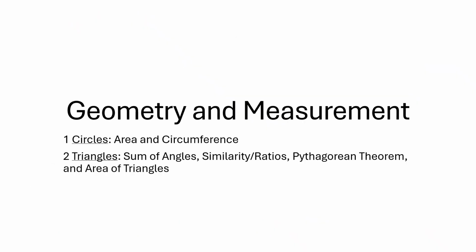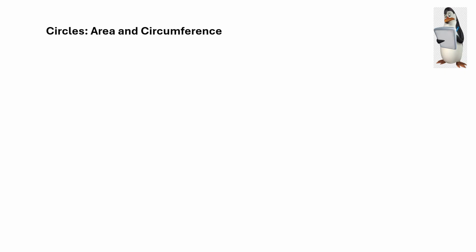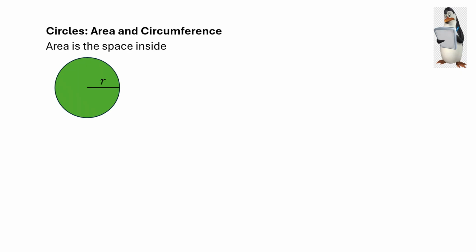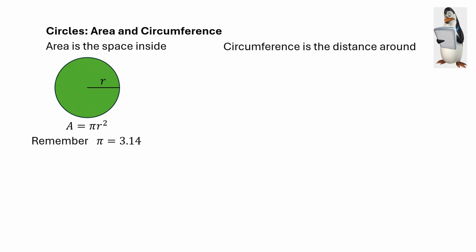Hello, let's get into circles and triangles. Circles exist everywhere in our world. It is the shape of the functional things we use, like wheels under our cars and bicycles, balls in sports, and pools. Area is the shape inside. The formula for area of a circle is A equals pi r squared. Remember to use pi equals 3.14 for your calculations.